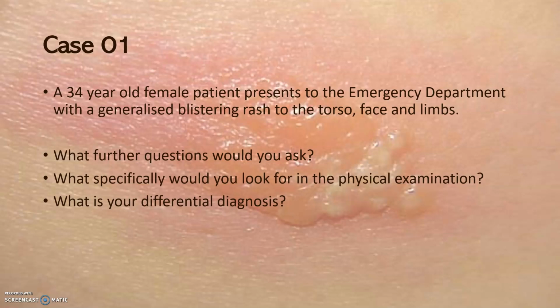face and limbs. This is just to get you thinking about your general approach to this problem, so you can pause the video and think about what further questions you would ask, what specifically you would look for on physical exam, and what your differential diagnosis might be. So pause the video and have a think.